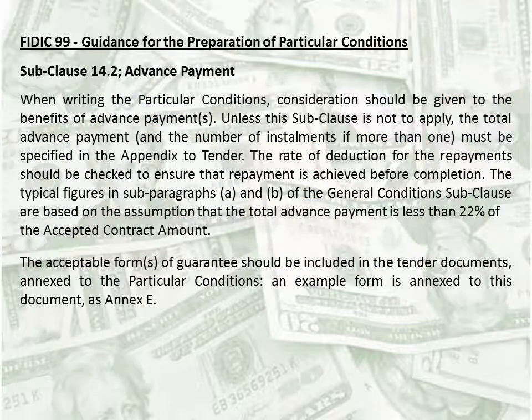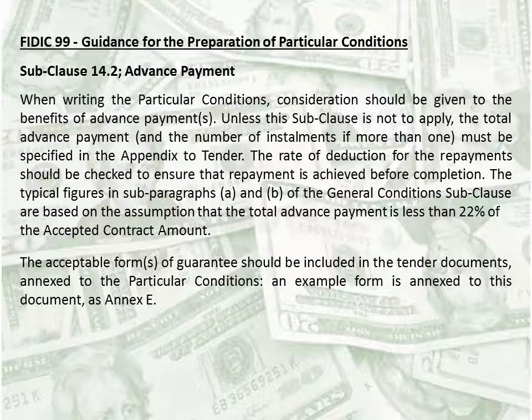Now in FIDIC 99 guidance for the preparation of particular conditions, it says subclause 14.2 advance payment. When writing the particular conditions, consideration should be given to the benefits of advance payment. Unless this subclause is not to apply, the total advance payment and the number of installments, if more than one, must be specified in the appendix to tender. The rate of reduction for the repayments should be checked to ensure that the repayment is achieved before completion. That's what we already discussed.